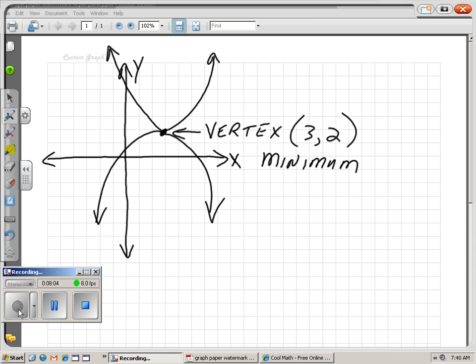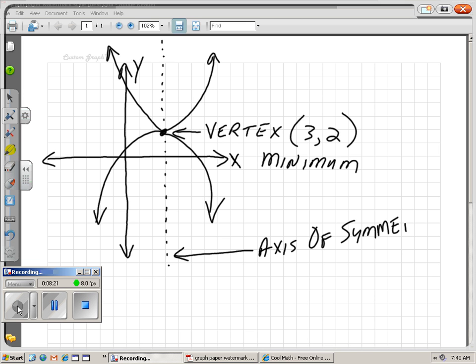Okay, one thing I wasn't able to show you on the Cool Math site was this little imaginary line that goes down the center of the parabola. That's called the Axis of Symmetry. I got to see if it's 2 M's or not. Yes, I had to look it up. It's 2 M's. Symmetry. Okay, that's called the Axis of Symmetry. That's an imaginary line that goes right through the middle of the parabola. You can think about it splitting the parabola exactly in half into 2 mirror images.